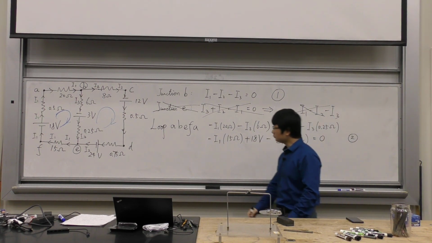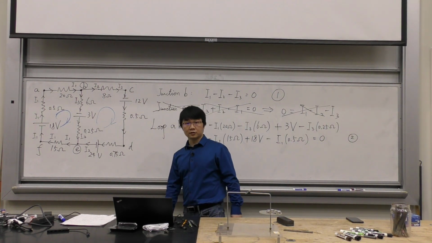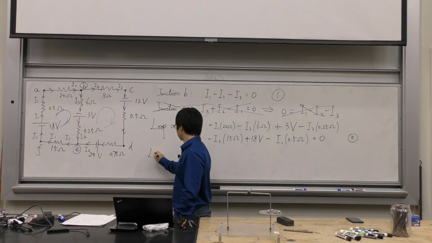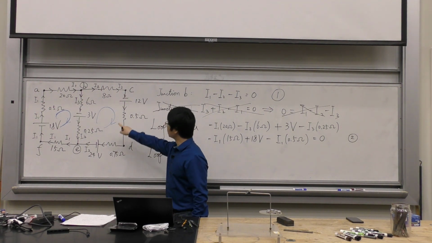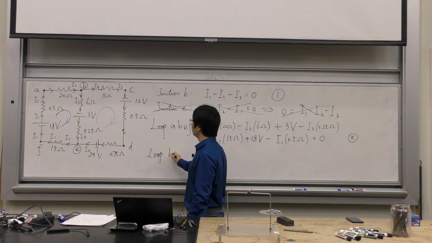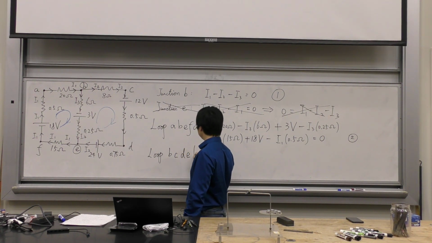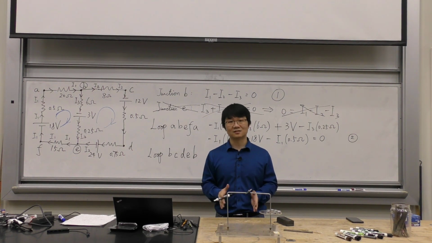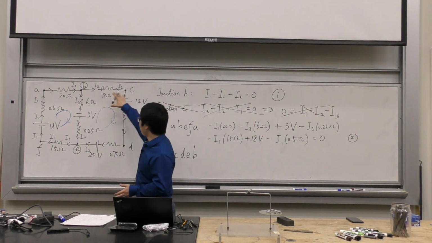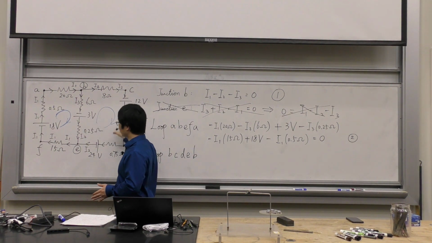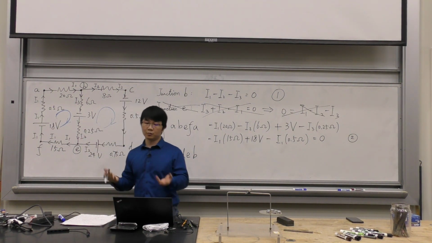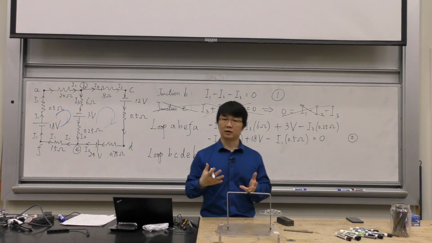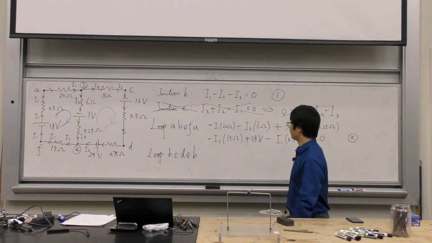All right. Now I still need another one. So I'm going to pick the loop on the right. So that's loop B, C, D, E, B. Okay. Now you can pause the video. You can pause the video, practice that. Find all these terms with the correct signs. Then you're going to compare your equation with the equation I got. Okay. As a practice, good practice.